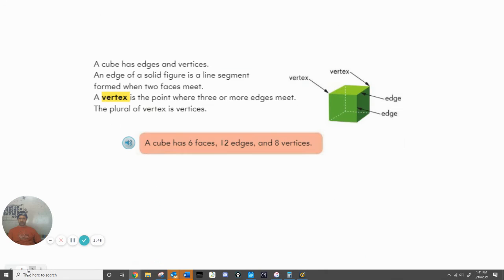All right, let's do this. A cube has edges and vertices. A cube has 1, 2, 3, 4 edges there, 1, 2, 3, 4 edges down there, and 1, 2, 3, and 4 edges right there. The cube also has 8 vertices. An edge in a figure is a line segment formed where 2 faces meet, as I said before, and a vertex is a point where 3 or more edges meet. More than one vertex would be vertices. A cube has 6 faces, 12 edges, 8 vertices. Got it. Good.